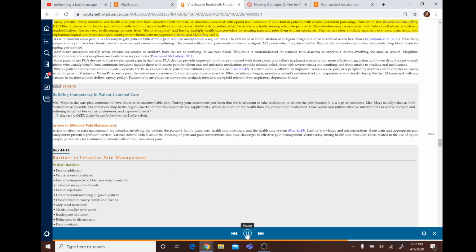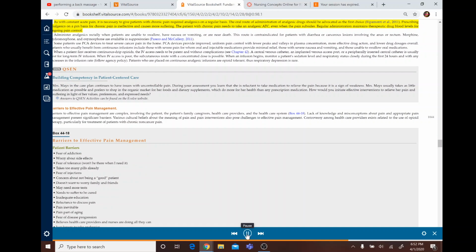This situation may be associated with behaviors that are indicative of pseudo-addiction. Nurses need to discourage patients from doctor shopping and having multiple healthcare providers for treating pain and refer them to pain specialists. Pain centers offer a holistic approach to chronic pain, using both non-pharmacological and pharmacological strategies for chronic pain management (Paice and McCaffery, 2011).